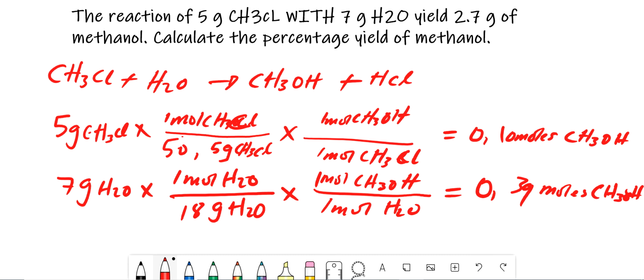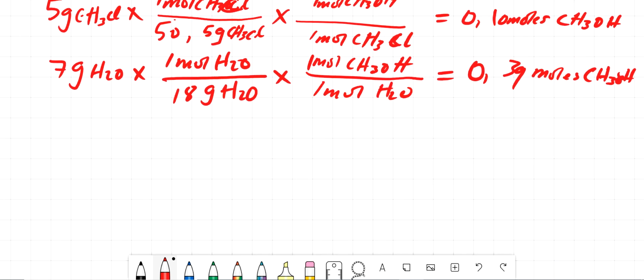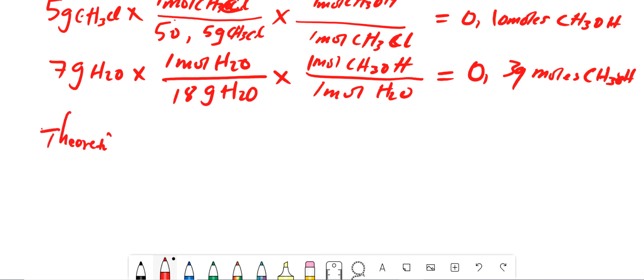Okay, so now let's calculate the theoretical yield, which is the next step, in grams. The theoretical yield will be determined by the limiting reactant, so the limiting reactant determines the product.